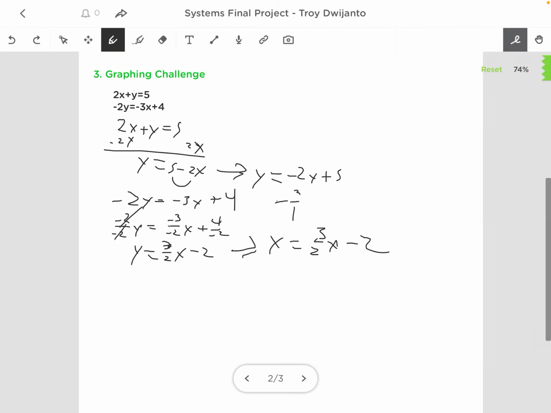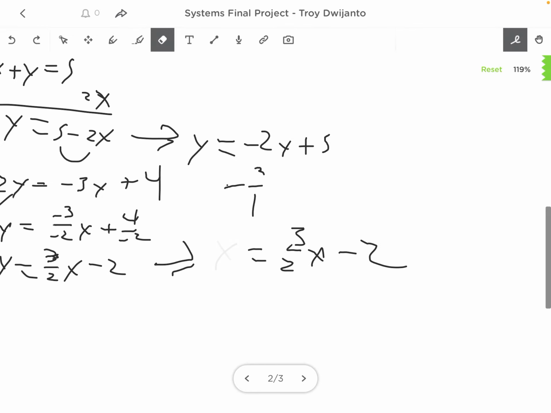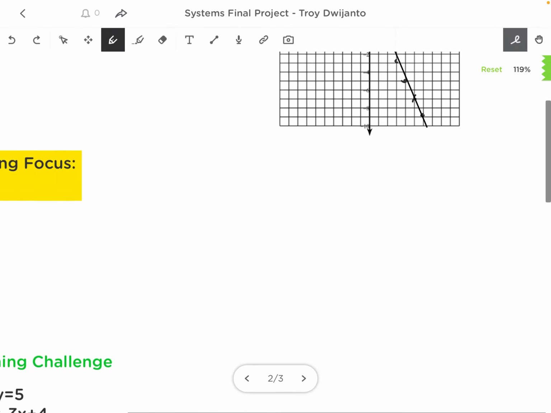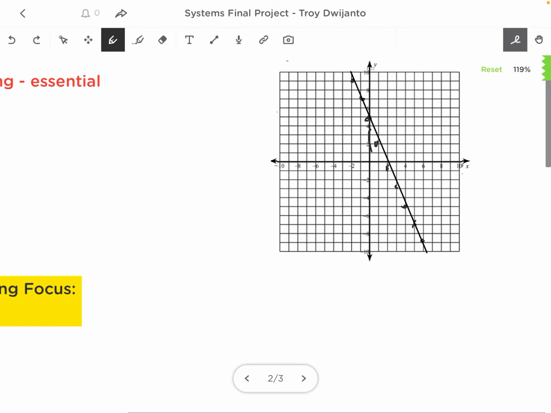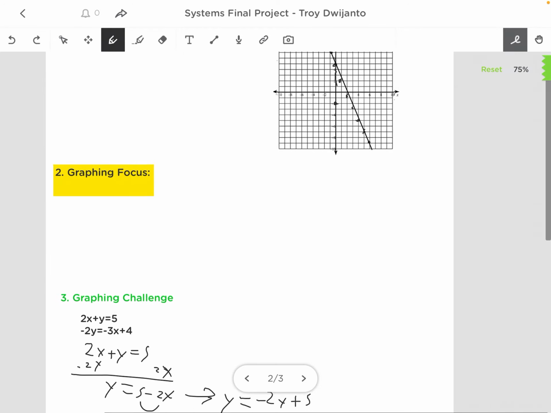Okay, y equals 3 over 2x minus 2. The y-intercept is negative 2 this time.